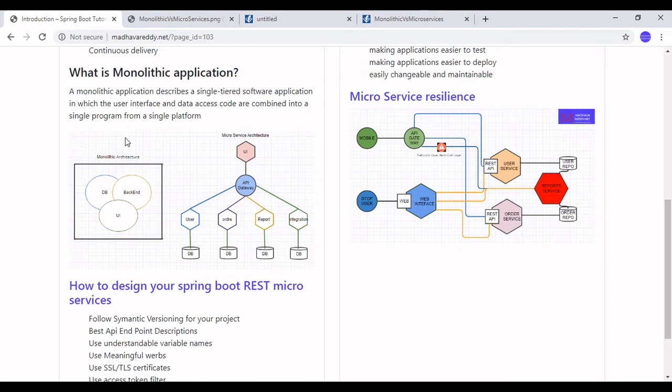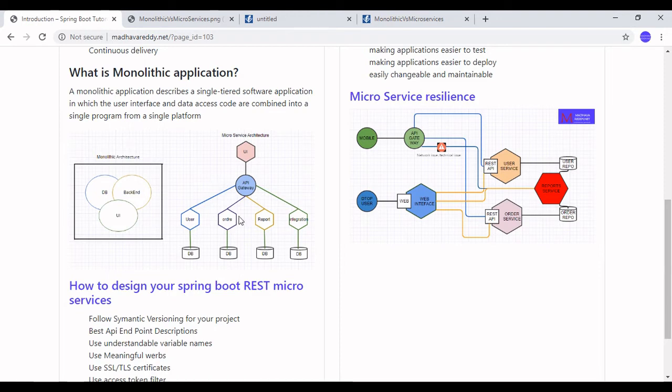What are the disadvantages? If I have a problem in the DB, I cannot access the entire backend system and the entire front end system. If I have a problem with the backend, I cannot use the UI and I cannot even use the database. The user cannot get any details.